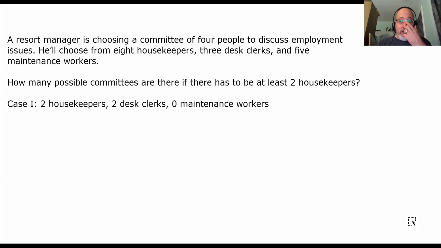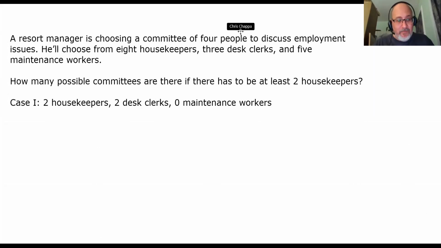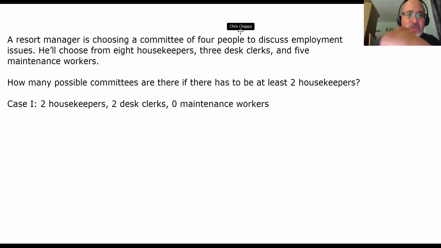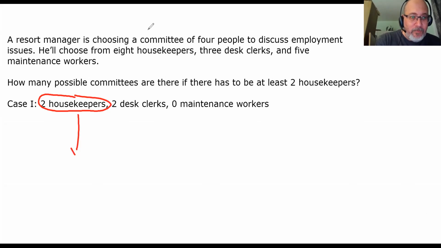Well, this is just like picking the men and the women on the committee. The resort manager has 3 decisions to make. How many housekeepers, how many desk clerks, how many maintenance workers. I know he's not picking any maintenance workers, but we're going to address it anyway. Oops, didn't mean to do that. There we go. I meant to circle 2 housekeepers. He has to pick 2 housekeepers out of how many? Out of 8.